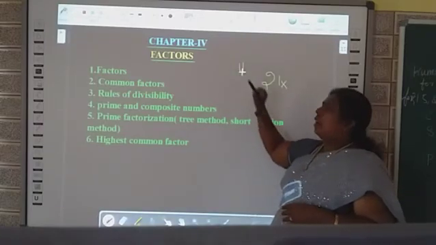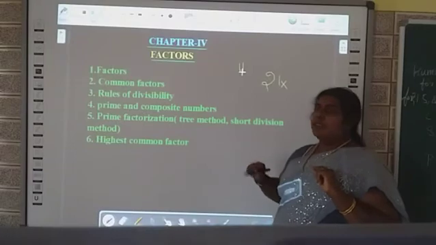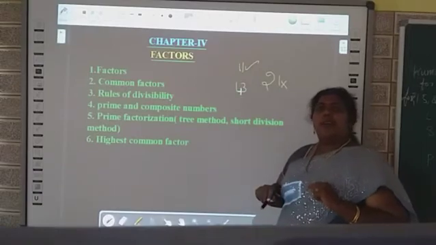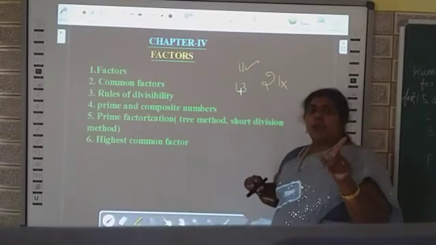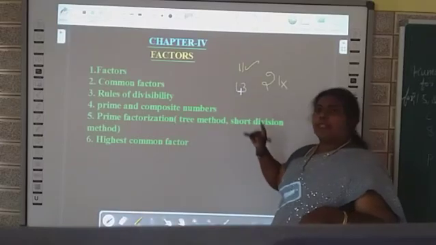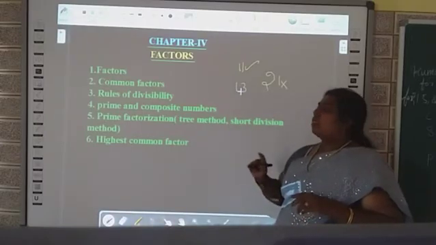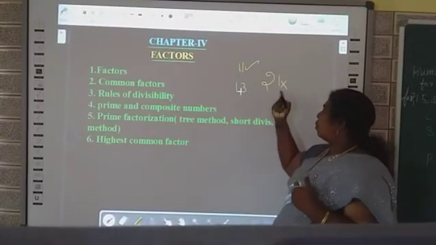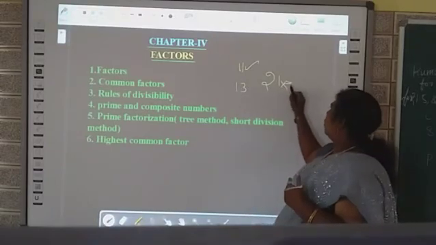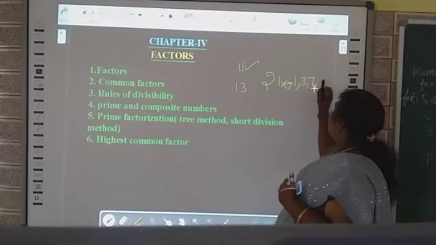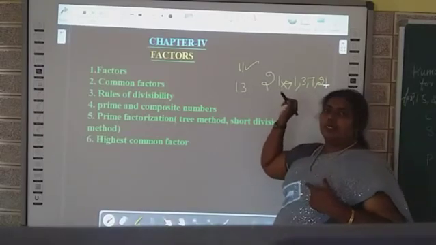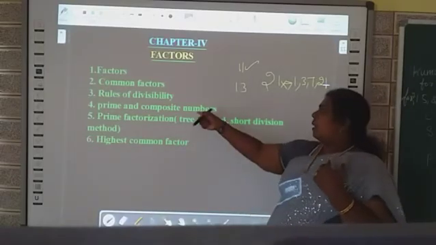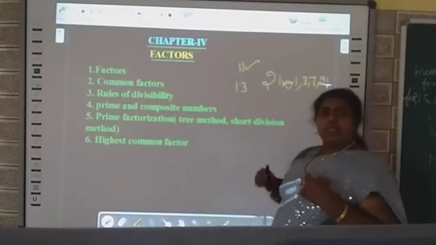11. Here the factors are 1 and 11 only, so this is a prime number. Understand? See 13. 13 is also a prime number because the factors are 1 and the number itself. Do you understand? Then composite numbers means more than 2 factors. See 21. The factors of 21 are 1, 3, 7, then 21. How many factors? 1, 2, 3, 4. More than 2 factors means that is a composite number. So 21 is composite, right?